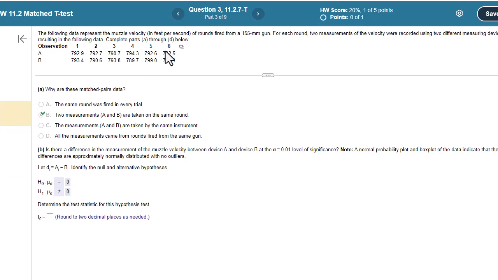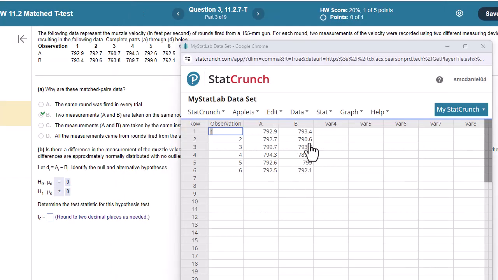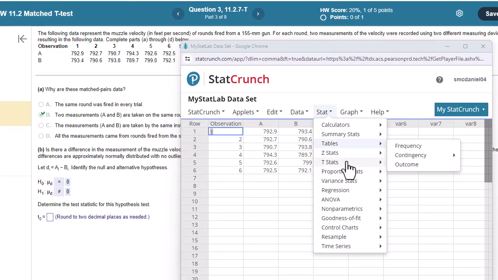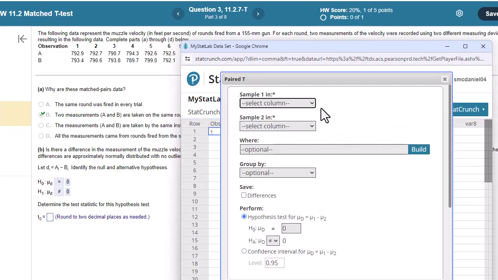Now let's go ahead and run our test. We're not given summary data, so we're going to open StatCrunch. Data opens up. I'm going to go to Stat, T Stats, and since I have raw data, I can go to Paired. Notice it's doing mu1 minus mu2, so I'm going to select A, because we have A minus B, then B. Make sure these match up. Don't go through too quickly. They do match up because the default happened to be the right answer, but it won't always be.